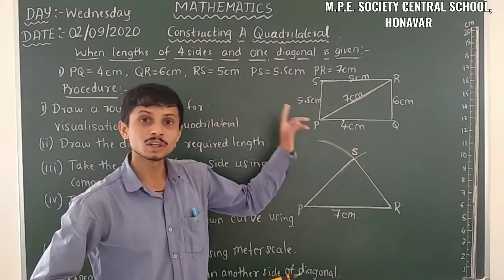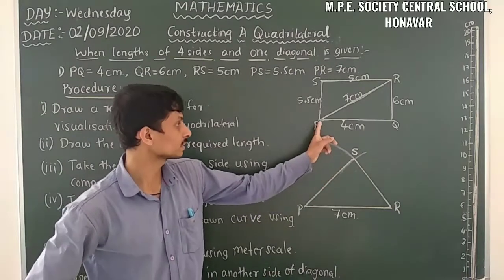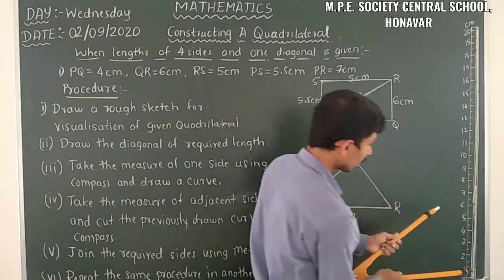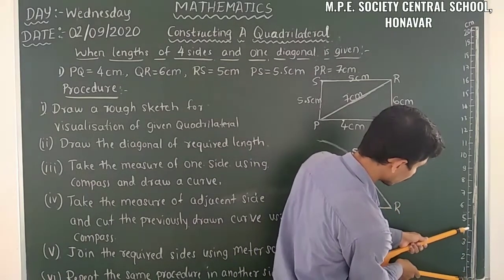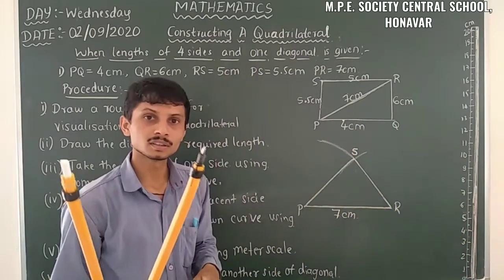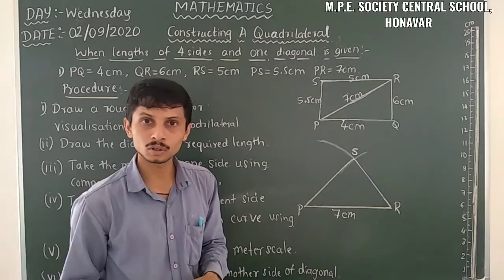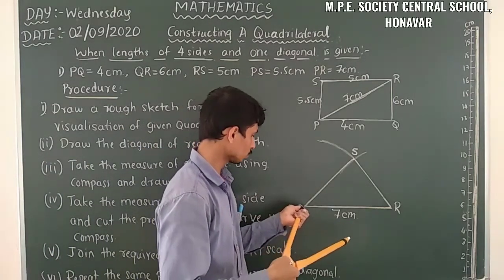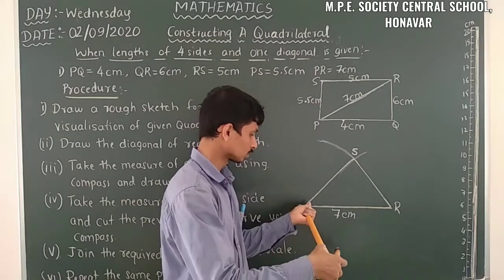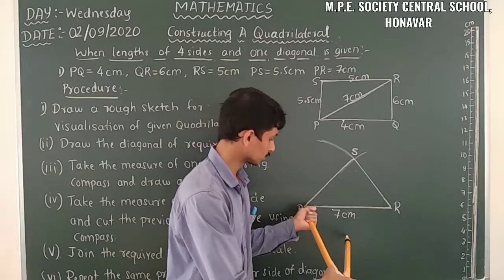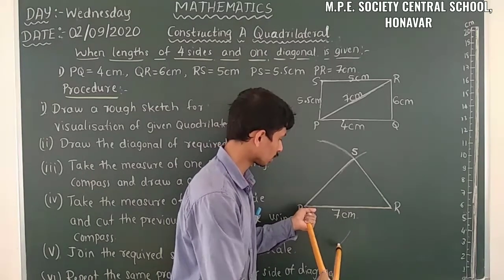Firstly what you have to do? Take the length of one side. That is, I will take PQ. PQ is equal to 4 centimeter. So here I will take the length of 4 centimeter here. Yes, this is the length of 4 centimeter. So take the exact measurement in your notebook. Yes, just locate on P. It's a PQ, so that's why I am taking here. So take a length from the P only. So just draw a curve here.